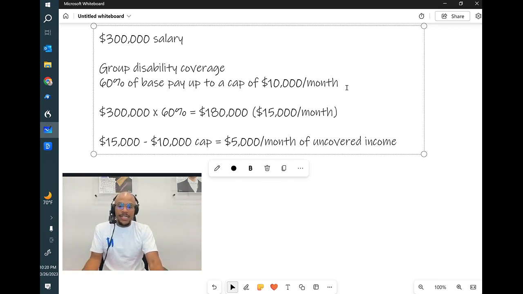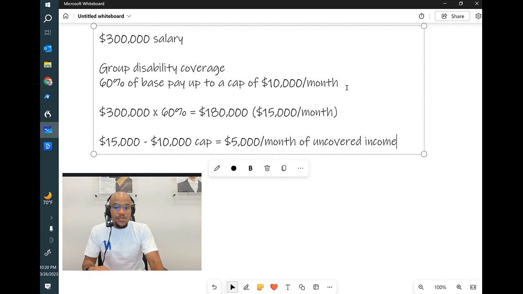So let's go back to our example of a person with a $300,000 salary, and their group disability policy at their job says exactly that. We'll cover or replace 60% of your base pay up to a cap of $10,000 a month in the event of a total disability. Now, if you look at 60% of $300,000 a year, it's $180,000, and that's $15,000 a month. But $15,000 a month far exceeds the $10,000 cap offered by that group disability policy.